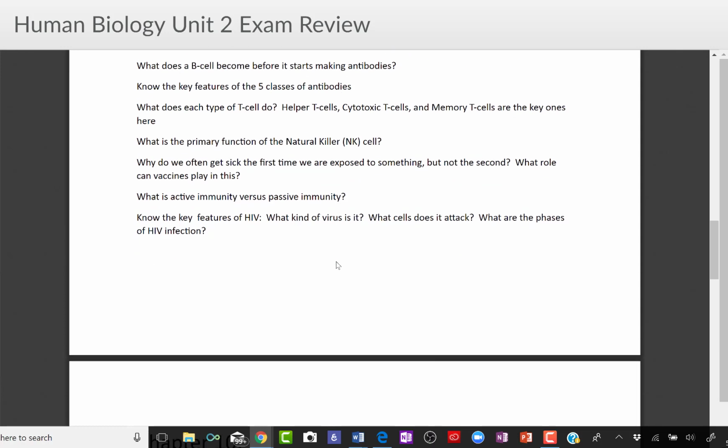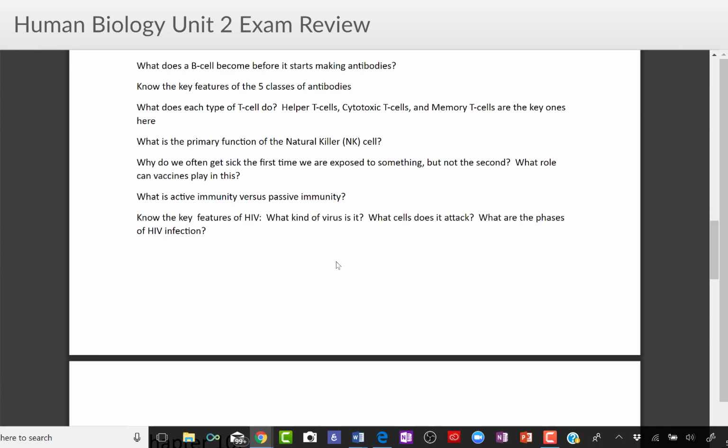All right, why do we often get sick the first time we are exposed to something, but not the second? What role can vaccines play in this? So that's this whole idea of primary immune response versus secondary immune response. So the first time you're exposed to a pathogen you've never seen before, the IgM antibodies will show up in a few days, but it takes 10 to 14 days to mount a complete immune response, which means that organism's going to have made you sick in most cases. But the second time you're exposed to something, the IgG antibodies show up right away and much more powerfully. So that is how we develop immunity, because of this memory. So that's why we get sick the first time we're exposed to something, but not the second.